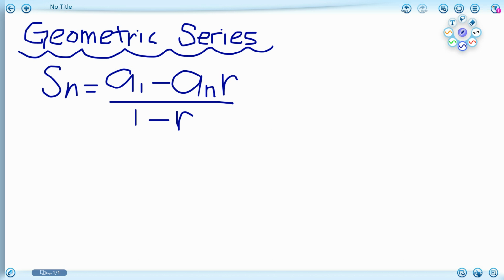So I like this one because once I know my a sub 1 right here and a sub n right here, even if I don't know my a sub n, I know there's another formula secretly, right? From previous lessons, I know that I can find it by a sub n is equal to a sub 1 times r to the n minus 1. So I can use that to find a sub n. So I'm not that worried about the other formula.